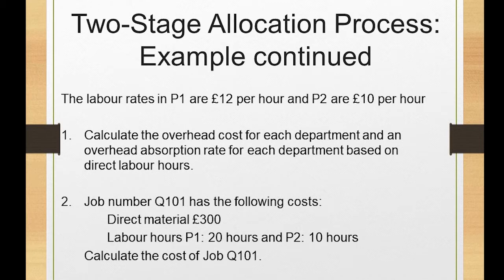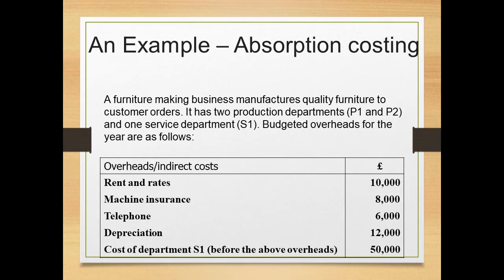And then we have requirement 2. Job number Q101 has the following cost. Direct material £300, labor hours 20 hours in P1 and 10 hours in P2. Calculate the cost of job Q101. We need a bit more information to deal with these costs. How are we going to attribute these costs to P1 and P2? For that, we need the basis of absorption.